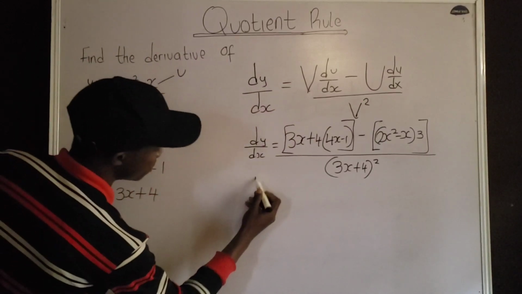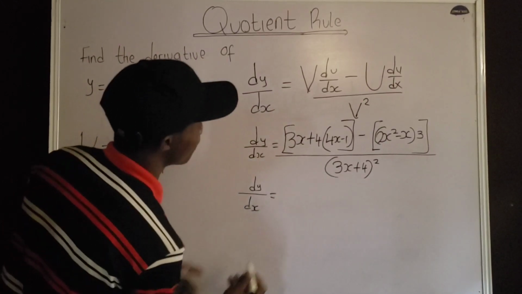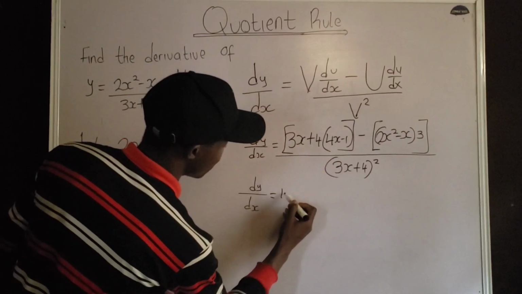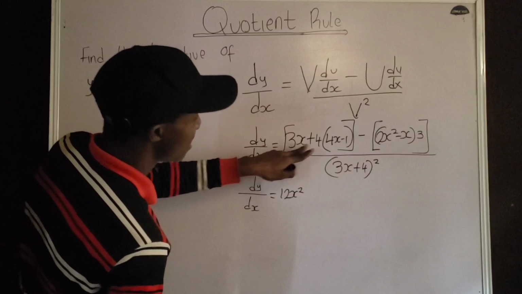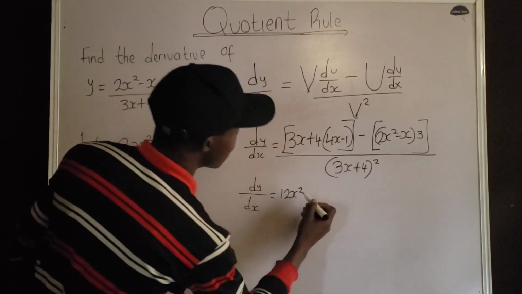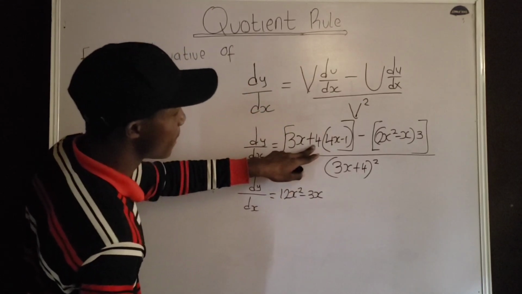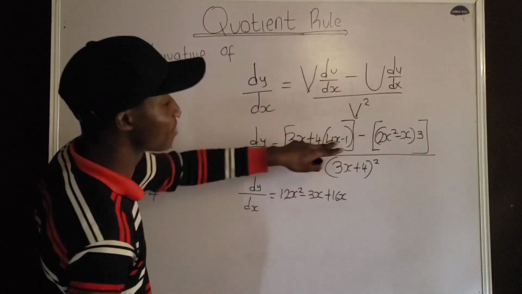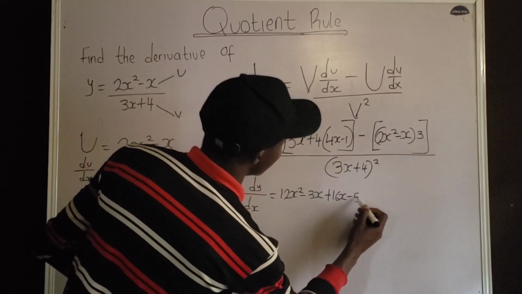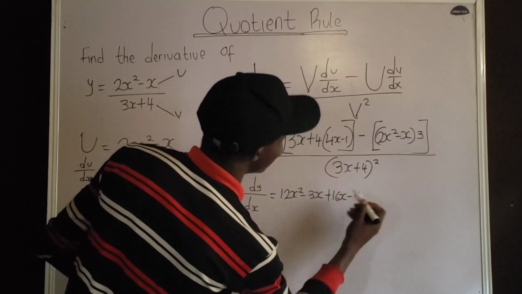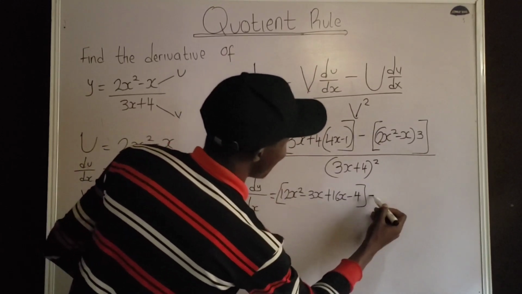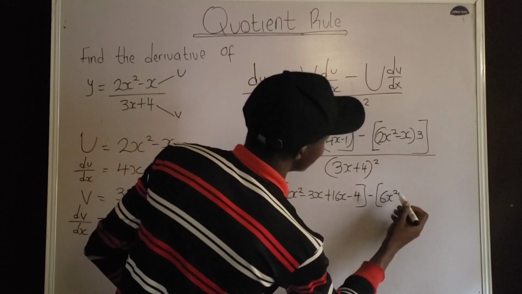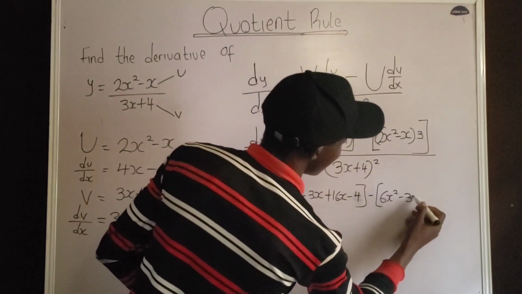Have you seen that? So the next step, dy over dx is equal to, now let us open the brackets. 3x multiplied by 4x, that is 12x squared. 3x multiplied by minus 1, that is minus 3x. 4 multiplied by 4x, that is plus 16x. 4 multiplied by minus 1, that is minus 4. Let us proceed. Minus 3 multiplied by 2x squared, that is minus 6x squared. Minus 3 multiplied by minus x, that is plus 3x.